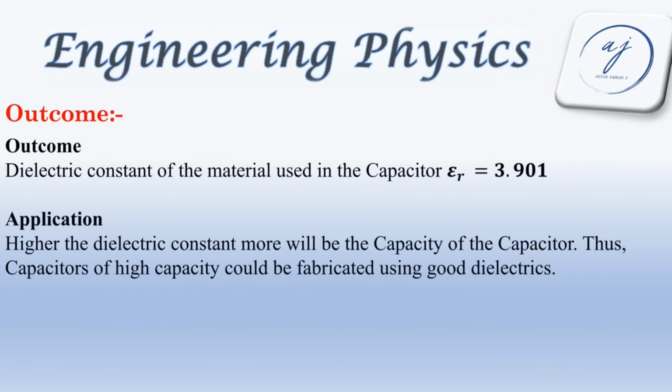The outcome of this experiment is we have determined the dielectric constant of the material which is used in the given capacitor. The dielectric constant or relative permittivity which is used in the capacitor is equal to 3.901.